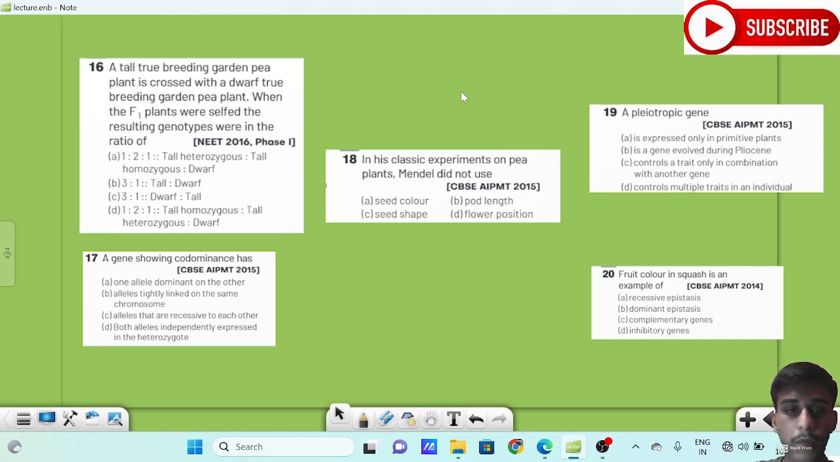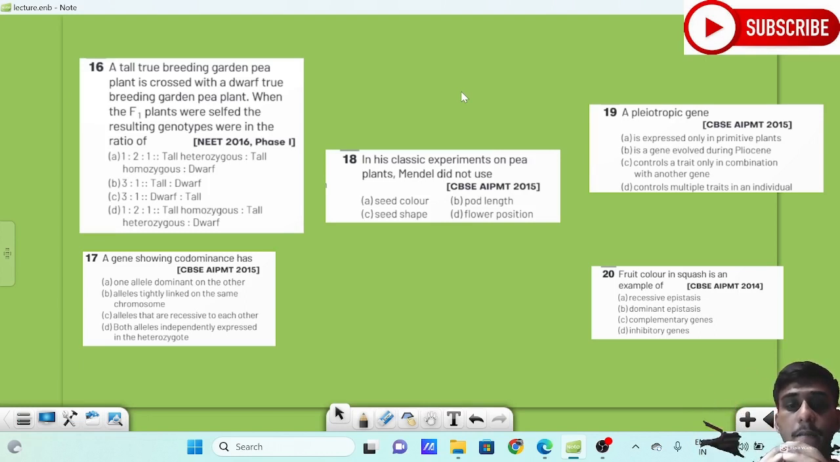In case of codominance, right? Option B, alleles tightly linked on the same chromosome. They are saying that alleles are linked. Actually, what is the definition of an allele? An allele is an alternative form of the same gene present on the same locus on a homologous chromosome. This is the definition of allele. They can't be present on the same chromosome, but they can be present in the same locus on a homologous chromosome. Okay. So option D is the right answer.